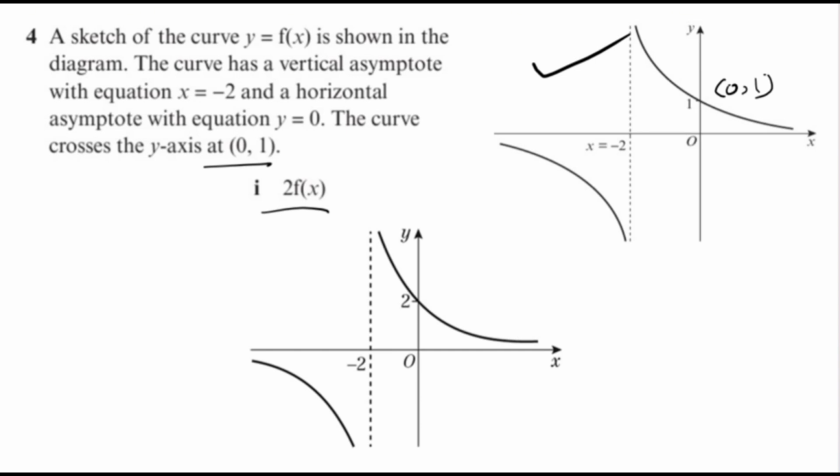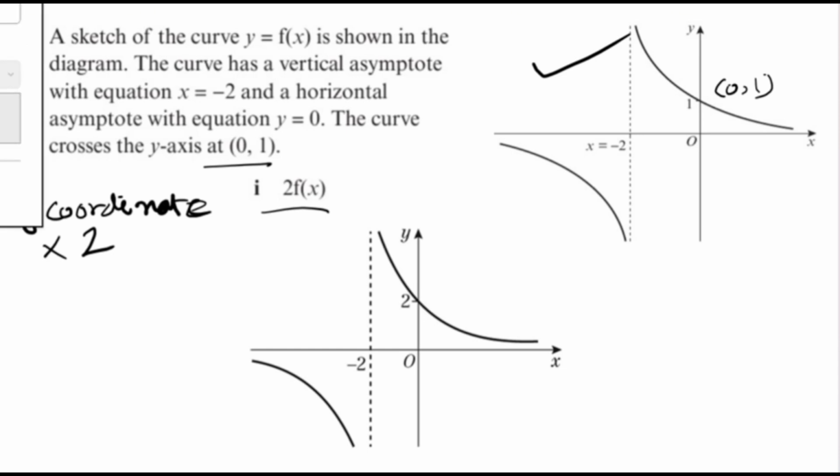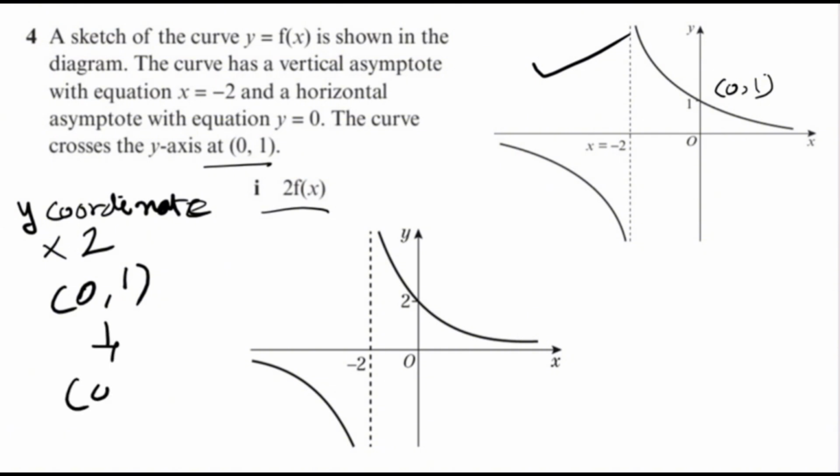Now as you can see, 2 is outside the bracket, which means it's stretched with a scale factor 2. So we multiply by 2. That means in the y direction, the y coordinate will be multiplied by 2. No x coordinate will change. So in that case, this point (0, 1) will change to (0, 2), right?